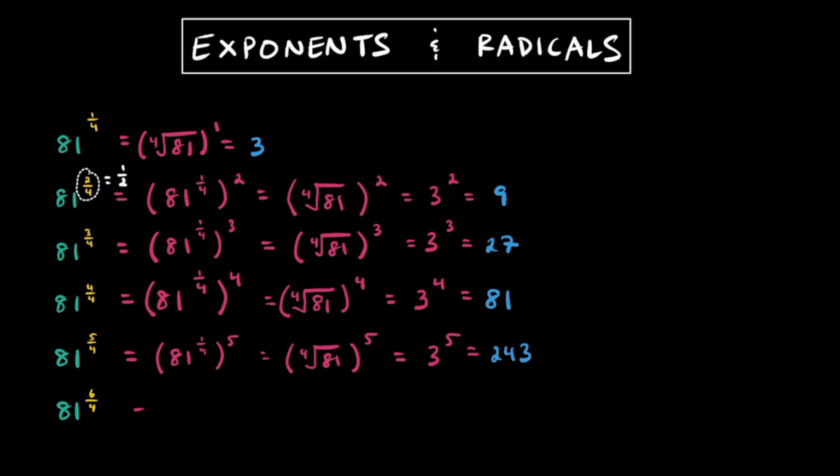And finally, for this 81 to the 6/4 power, that's really just the same thing as 3/2, but I'm just going to write it out long ways here. So we have 81 to the 1/4 power and raise that to the 6th power. Now that's really just the fourth root of 81. Hopefully you're seeing a pattern here. And raising that to the 6th power, the fourth root of 81 is 3, and 3 to the 6th power is going to equal, well, we already know 3 to the 5th power is 243, so multiplying 243 by 3, we should get 729.